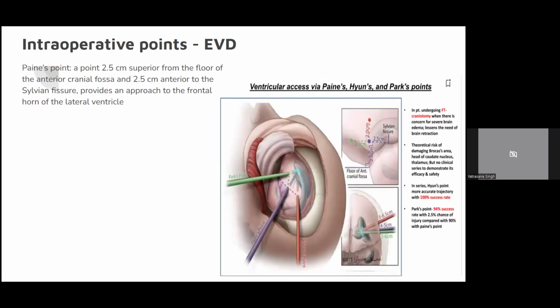Of note, there are intraoperative entry points for the external ventricular drainage as well, one of which includes Paine's point. There's also Kaufmann's point and Park's point. Briefly, a description of Paine's point is that it is about 2.5 centimeters superior from the floor of the anterior cranial fossa and 2.5 centimeters anterior to the Sylvian fissure. This provides an approach to the frontal horn of the lateral ventricle. In this image, there are also distances for the different intraoperative points that can be used with respect to the anterior cranial fossa and the Sylvian fissure.